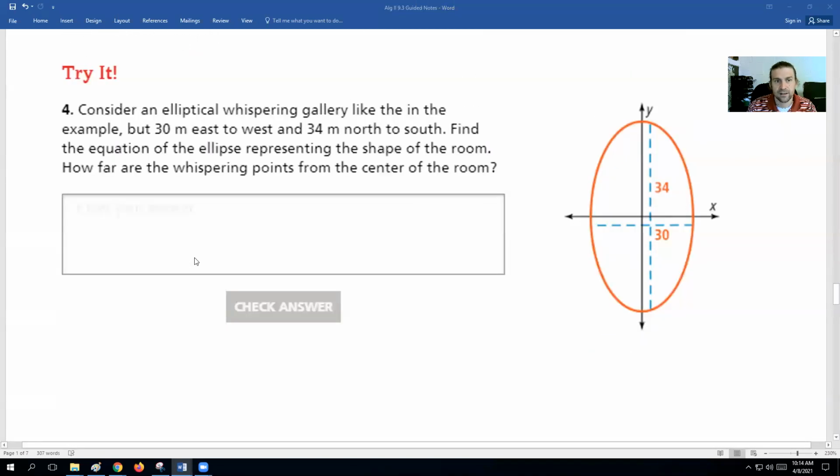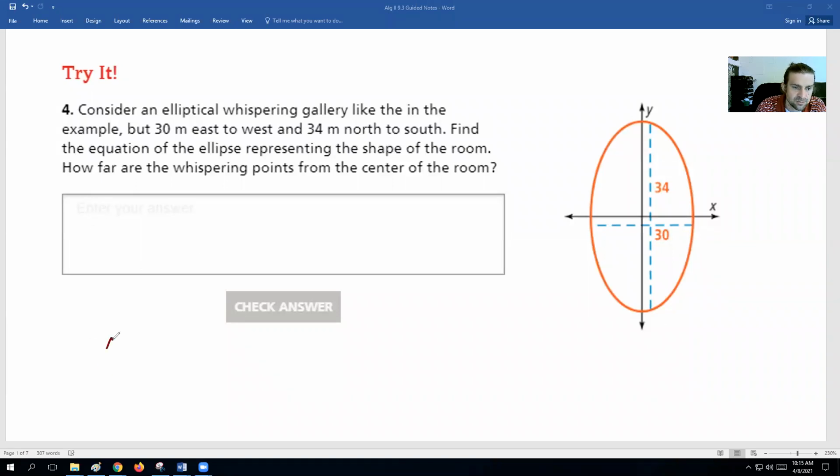We've got an elliptical whispering gallery as an example. It is 30 meters east and west and 34 meters north and south. We're going to find the equation of the ellipse that represents this shape. It does say that the shape is going to be in the center of the room. So take a second to see if you can get this equation on your own.